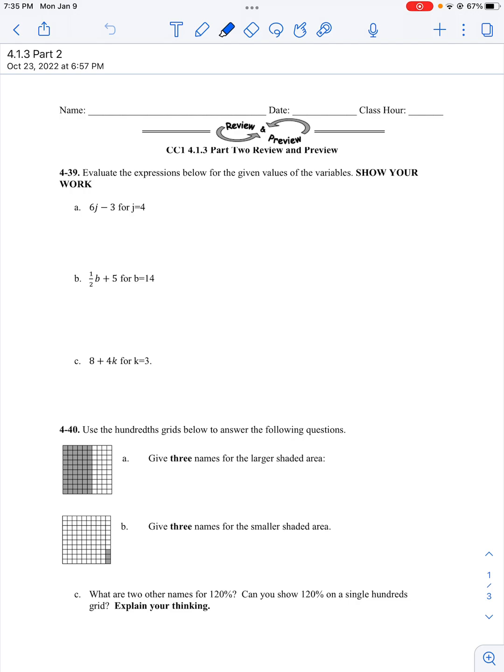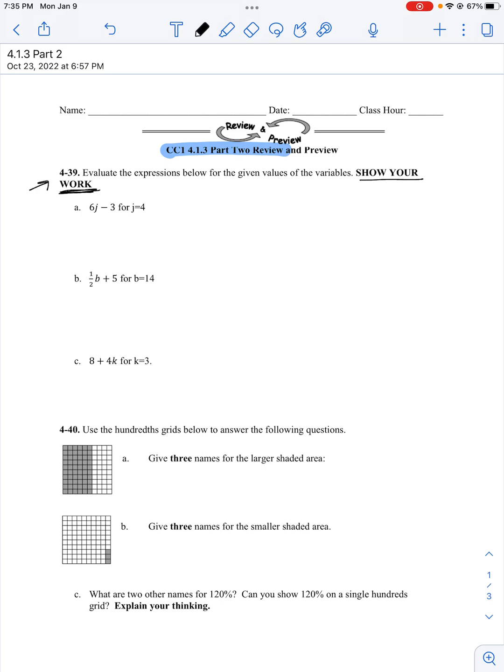Today we're going to be going over CC1 4.1.3 Part 2, Review and Preview. We're going to start with problem number 39. We need to evaluate the expressions below for the given values of the variable. We need to show our work.